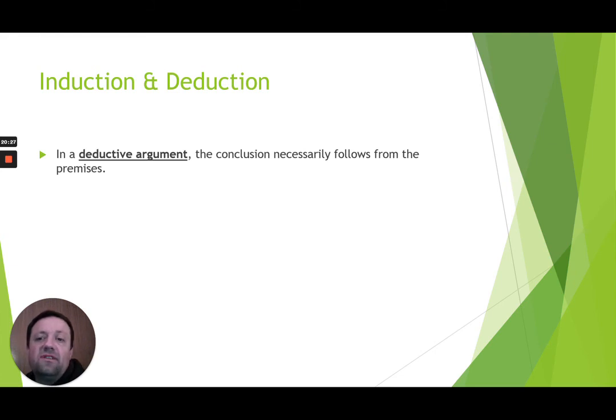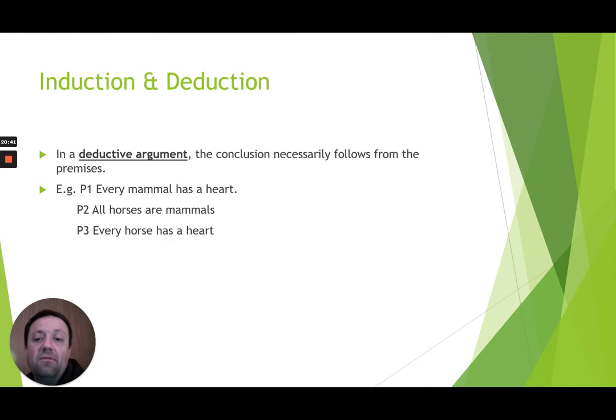Now, we can contrast induction with deduction. A deductive argument is one in which the conclusion necessarily follows from the premises. For example, premise 1, every mammal has a heart. Premise 2, all horses are mammals. Conclusion, that should say C rather than P3, I apologise. So, premise 1, every mammal has a heart. Premise 2, all horses are mammals. Conclusion, it must therefore be the case that every horse has a heart.